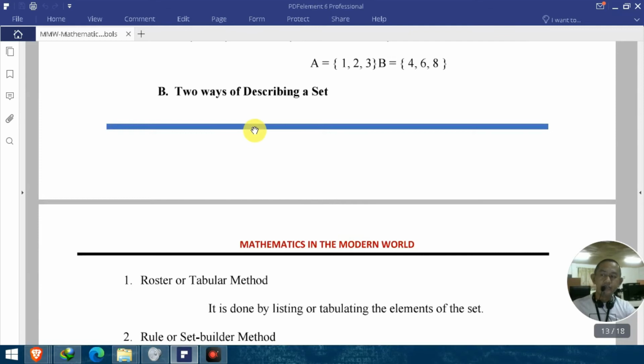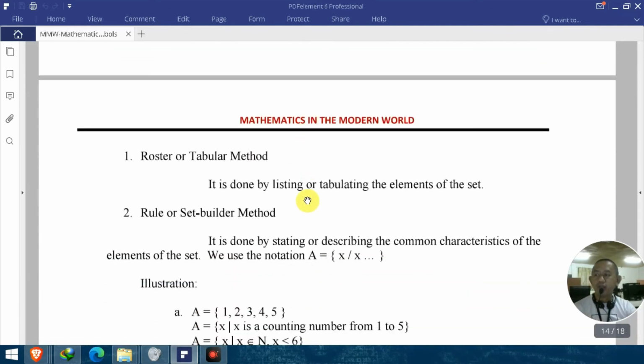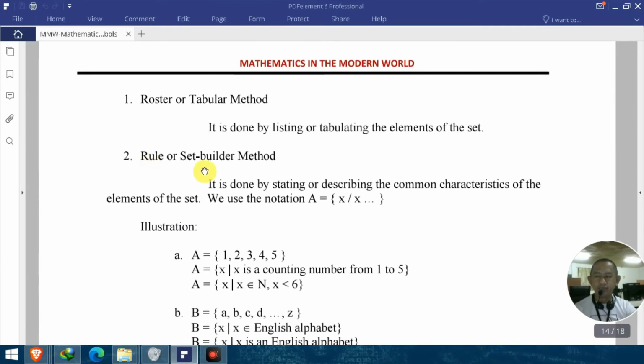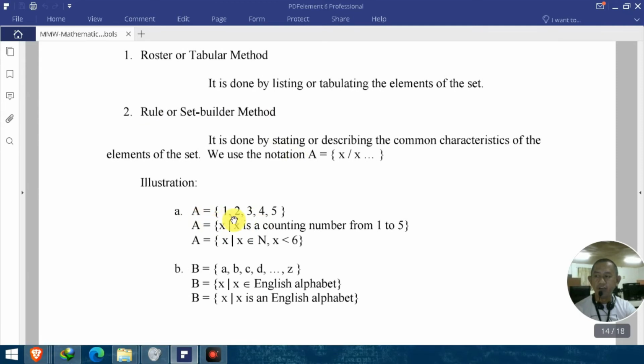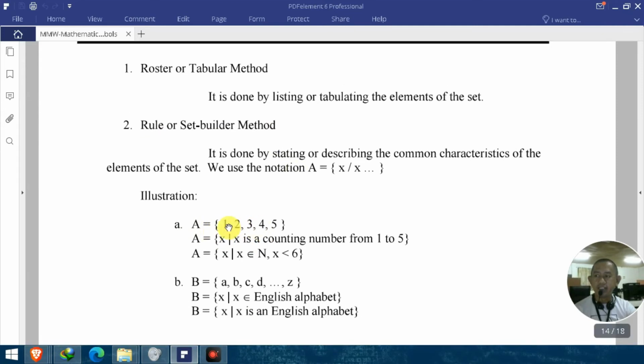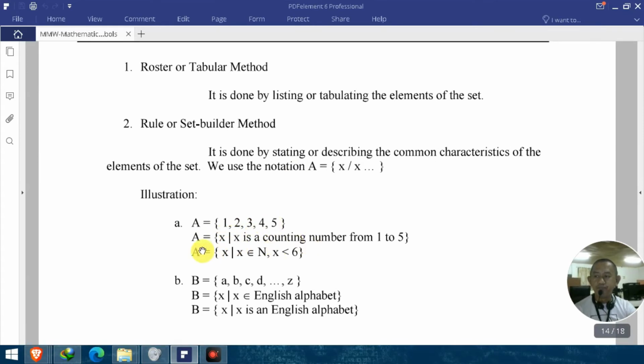We have two ways of describing a set. The roster or tabular method is done by listing or tabulating the elements of the set. Then we have the rule or set builder method. This is an example of the roster or tabular method, where you have to list all elements. And this one is the rule or set builder method.